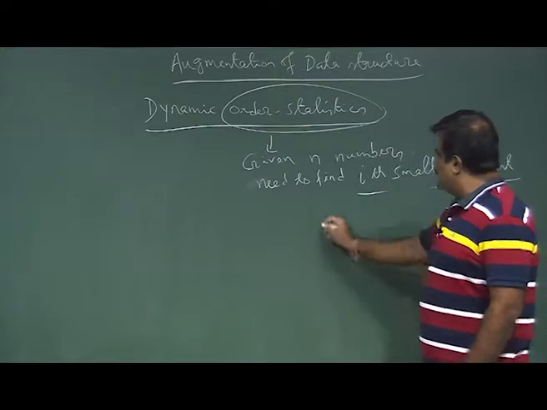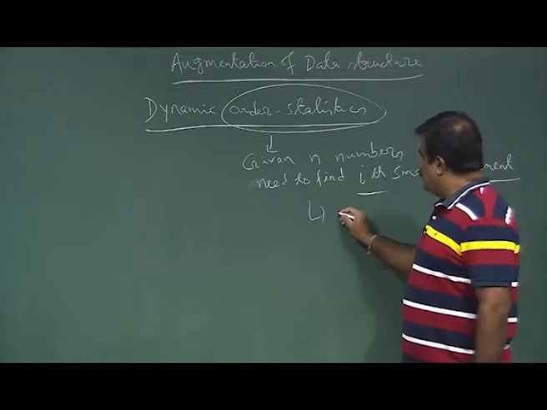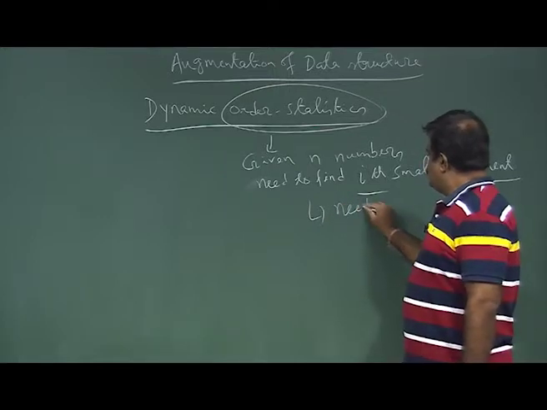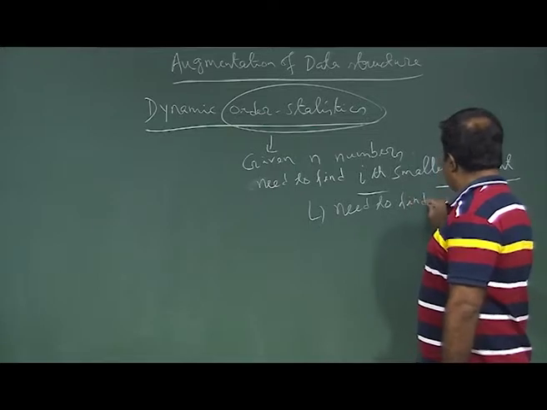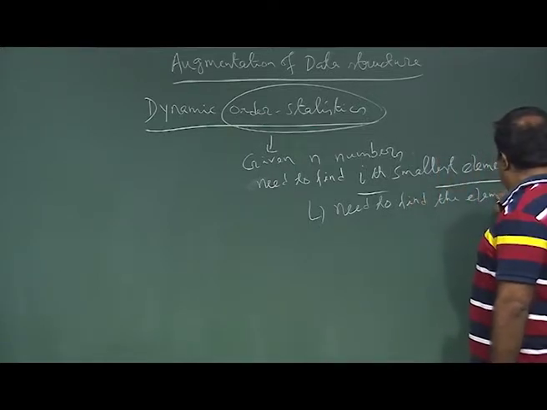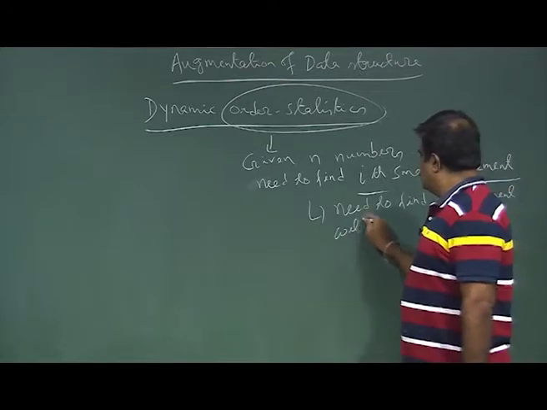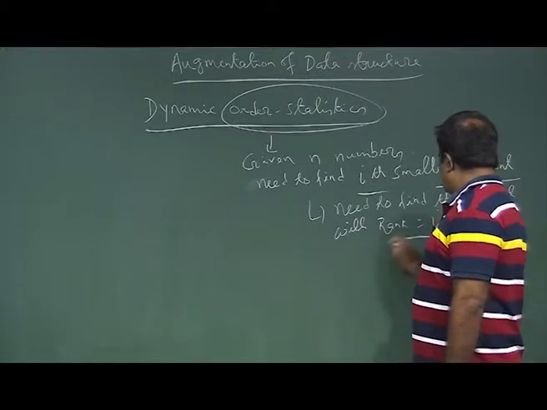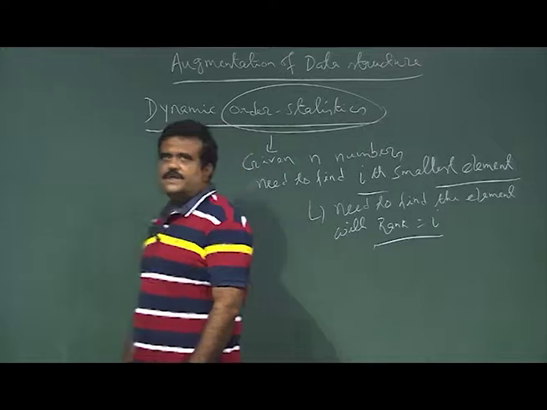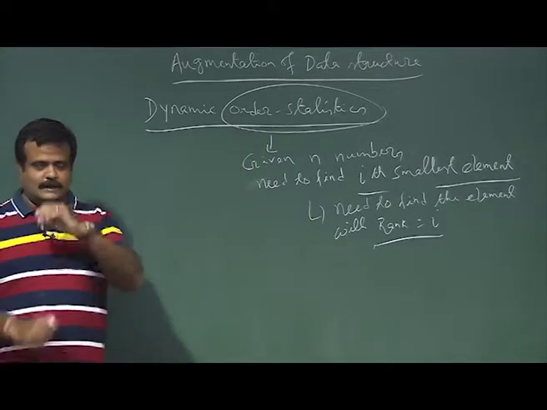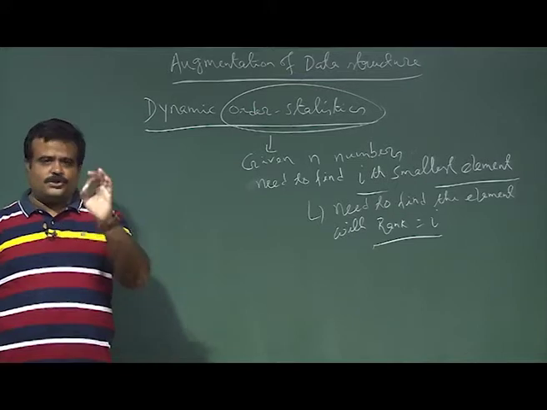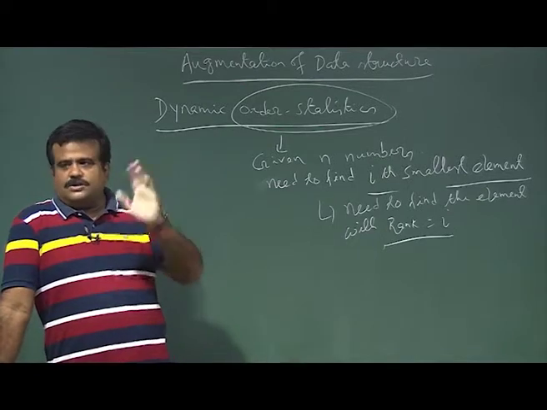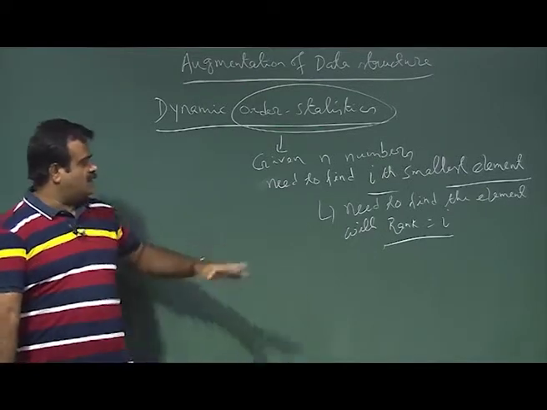That means we need to find the element whose rank is equal to i. Rank of an element means, given the array, the position of that element in the sorted array. So if you sort it, it is the position of this element. So this is the problem of order statistics.